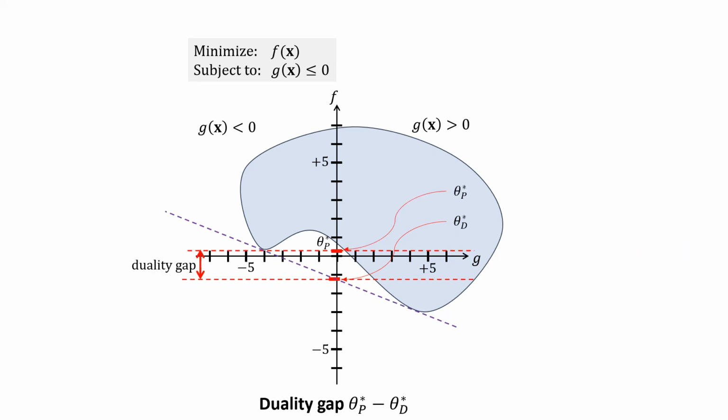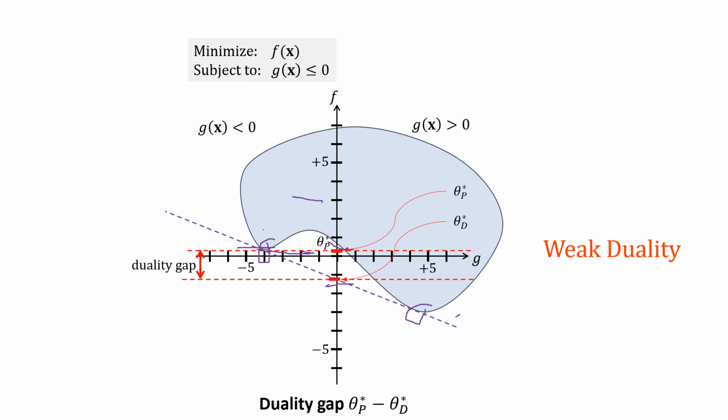Earlier, we had seen that theta p star is obtained by drawing a horizontal line at the minimum of f in the feasible set, which is this horizontal line here. Now we saw that theta d star is obtained by drawing a line that is tangent at 2 points, here and here. In our case, one was feasible and the other was infeasible. So this is theta d star and this is theta p star.